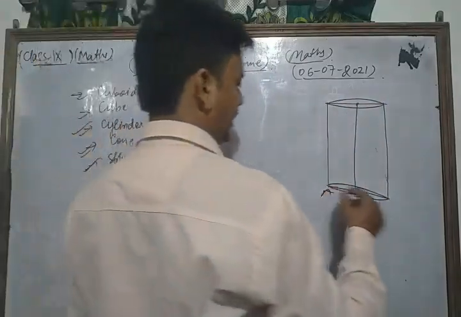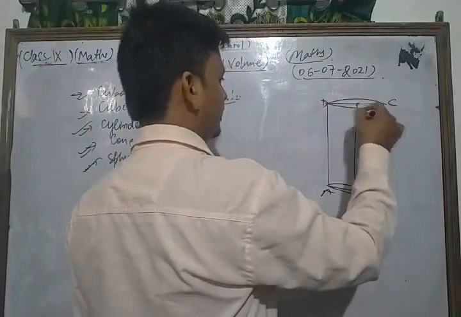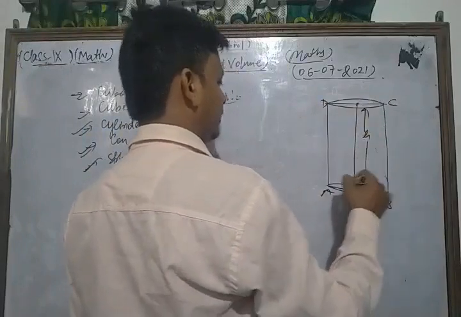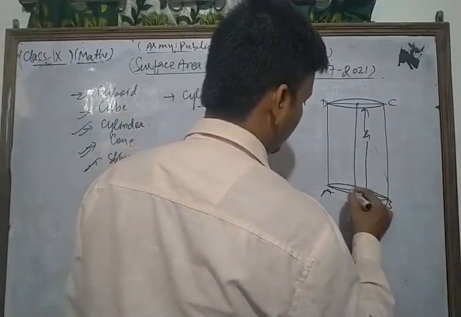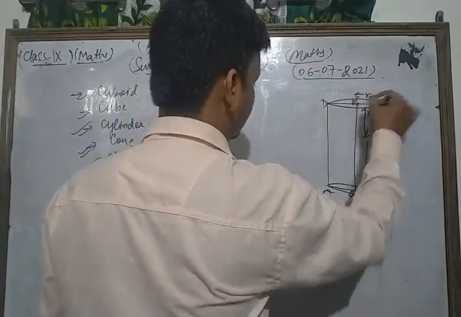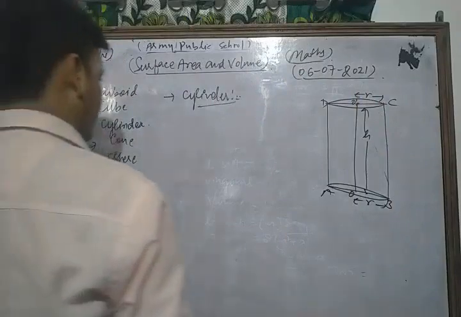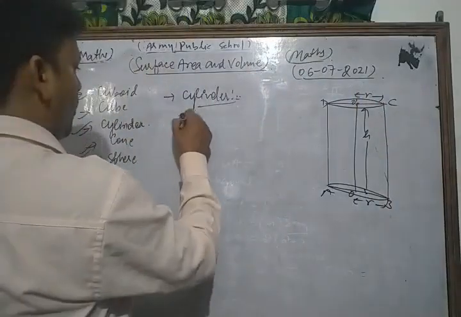Here A, B, C, D is the shape of the cylinder, and this is the height of the cylinder, and this is the radius of its base, O and O dash. This is also equal to R. So the first formula related to that is what?